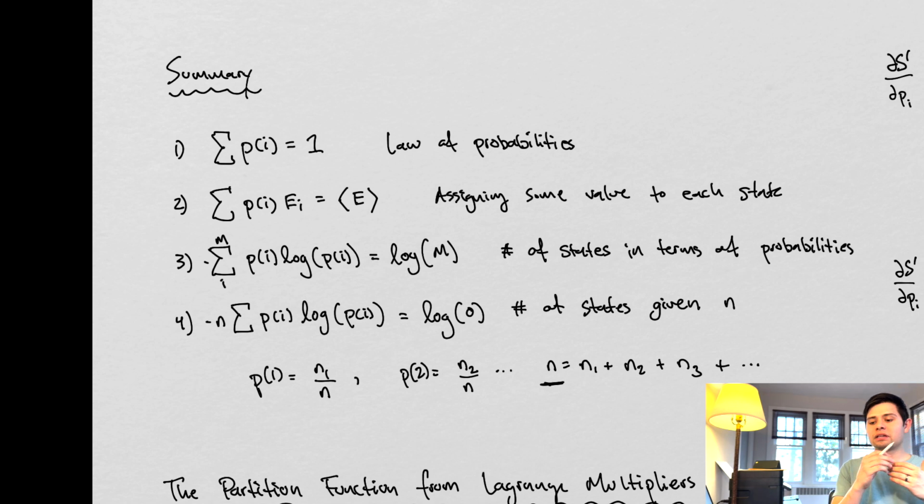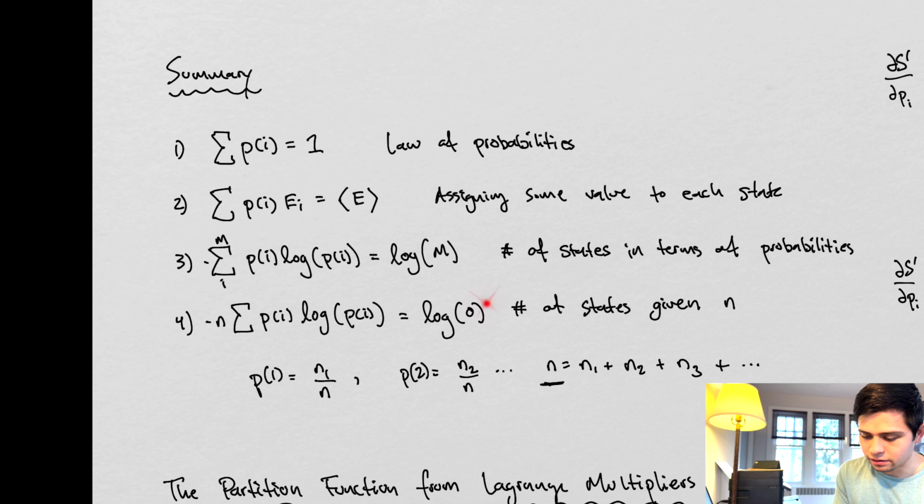Then we calculated the number of states in terms of the probabilities of each state that we could have. And that was given by this guy right here. So the log of the number of states was equal to the sum of the probabilities times the log of each probability.